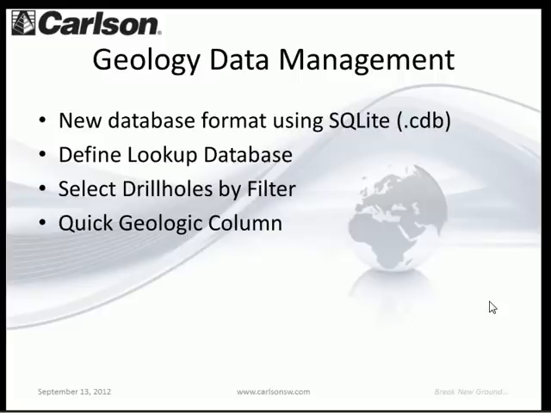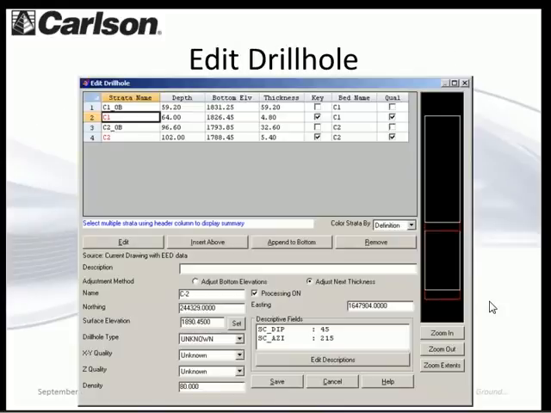There's also select drill holes by filter query. So you can bring in only selected drill holes into the drawing from the database based on your filter. And there's a new quick geologic column command. Just select some drill holes and it shows them in section. With edit drill hole, there's an update to the user interface where it now shows the data in the spreadsheet instead of a list. So you can edit the data right in the spreadsheet without having to highlight the list and click the edit button.